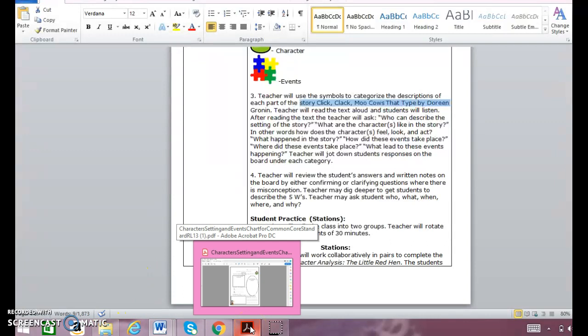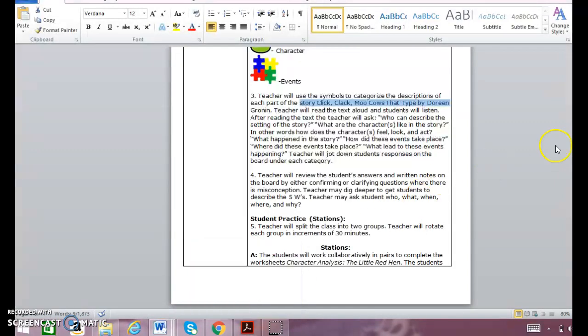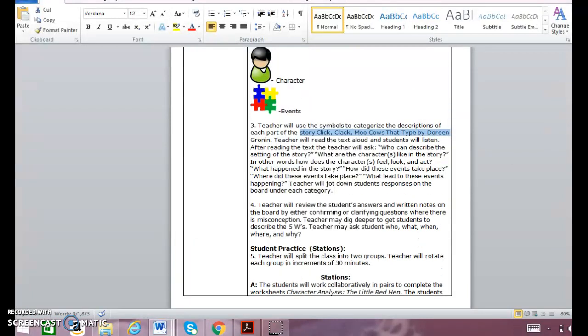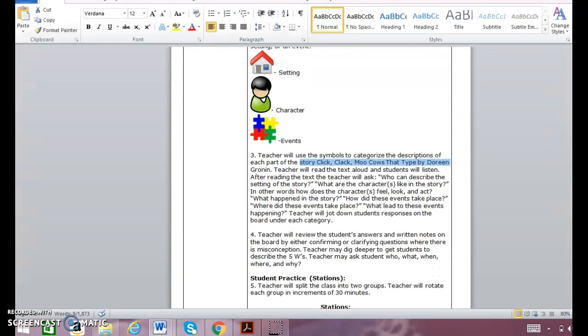And after we read that, I would allow the students to give me the information from that text, and they would define and describe the setting, the characters, and the events in that particular story. I would jot down those answers on the board and piggyback off of what they're saying, making sure they understand how to describe the setting, the characters, and events, and that the students understand what we're doing.